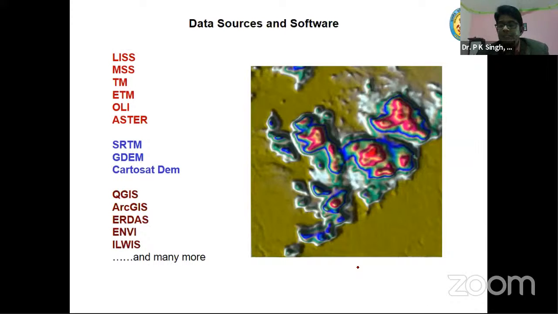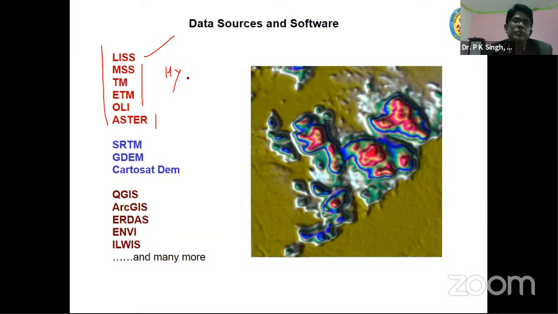The data sources and software, I just want to discuss what the different data sources are. LISS, MSS, TM, ETM: LISS is IRS data. These are Landsat data. This is Terra's ASTER data. These are MSS data. Okay? Apart from multispectral data, some hyperspectral data for learning purposes, Hyperion data is available for different strips in different parts of India.